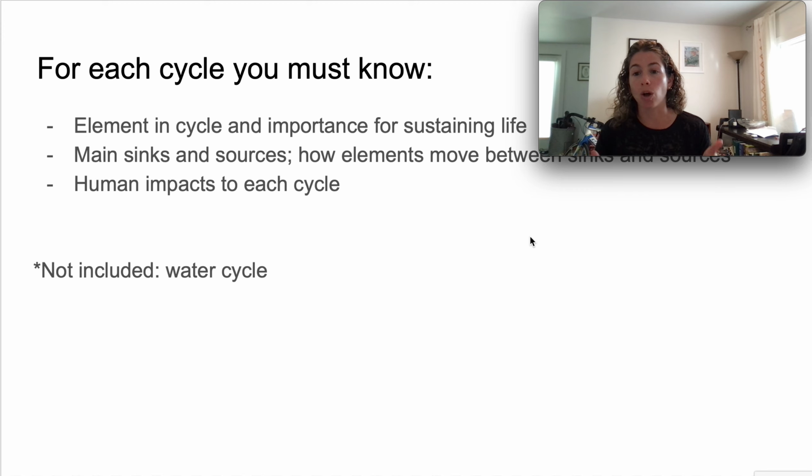So for each cycle, what do you have to know? For those that were highlighted, carbon, nitrogen, and phosphorus, you have to know its importance for sustaining life. We already touched on that a little bit. I'm going to dive a little deeper coming up. We need to know its main sources and sinks and the human impacts to each cycle. I did not include the water cycle in this because I have a little tab on it in OneNote and I thought you could review it on your own.